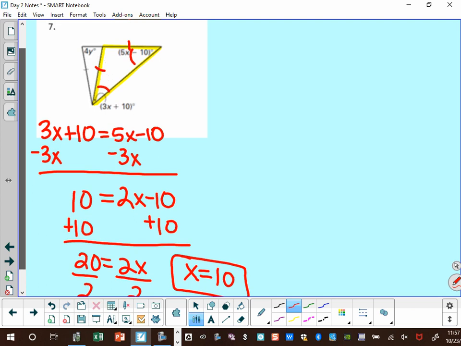All right, type this into your calculator. What is 3x plus 10? Actually, don't use your calculator. What's 3 times 10, plus another 10? 40. All right, so these base angles should be 40 degrees. How'd you get that? I just plugged it in.